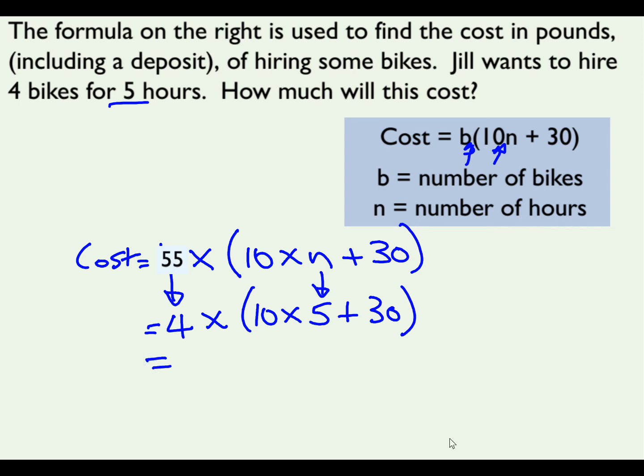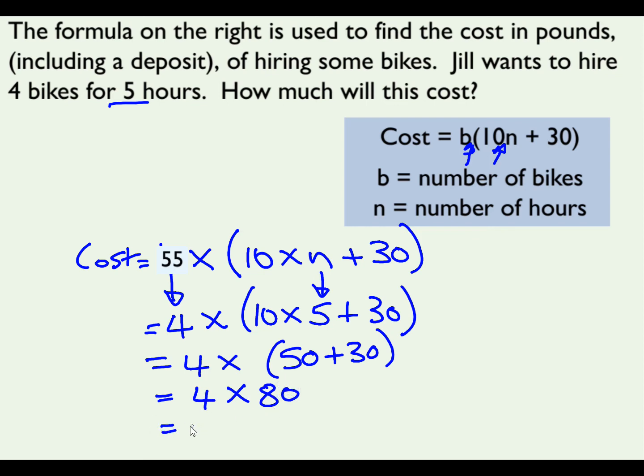Let's do this in parts. So inside the brackets, which we have to do first, we have a multiplication and an addition. So 10 times 5 is 50, has to be done first, and then we can add the 30. Now we can do what's inside the brackets. 50 plus 30 is 80, and then multiply 80 by 4, and that gives us 320. So the cost is £320.